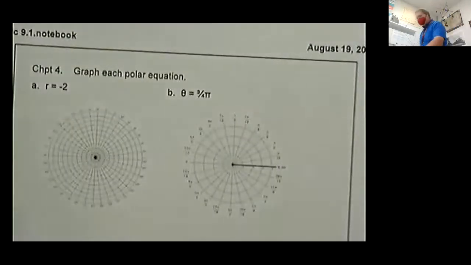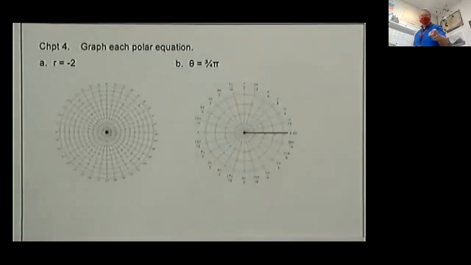And one more, graph each polar equation. Go ahead and pause the video. Go ahead and graph these and then come back and see if you can do it correctly.